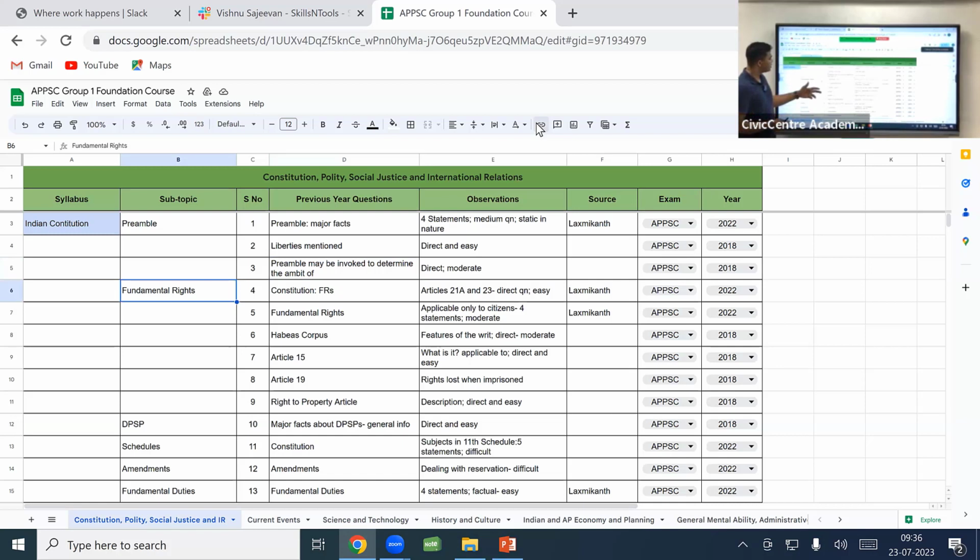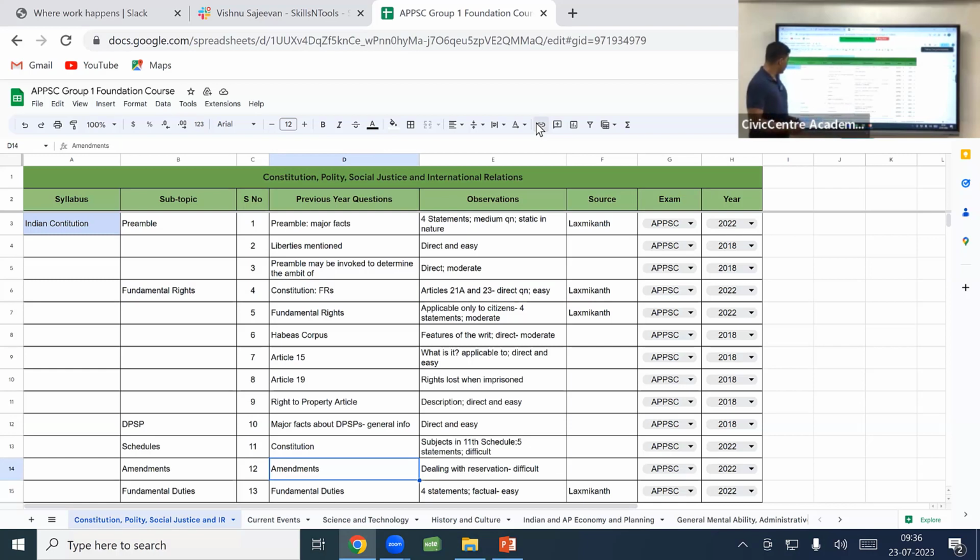Coming to fundamental rights, again, we have direct questions on Article 21A and 23. The content they have given, then the question they have asked, deals with it. Again, we can say it is directly from Lakshmikant or the Constitution of India. Then there were certain difficult questions.